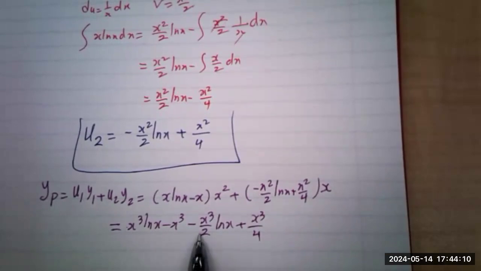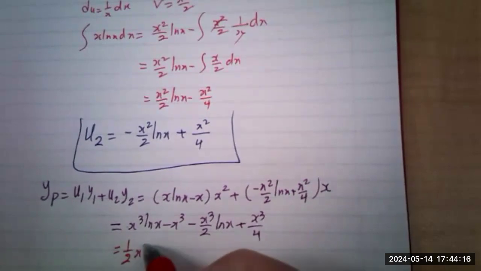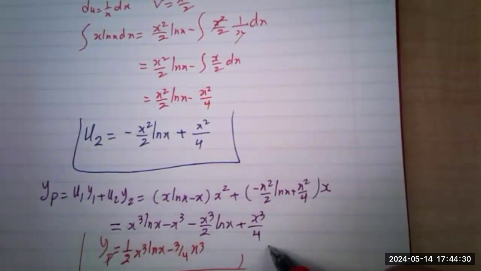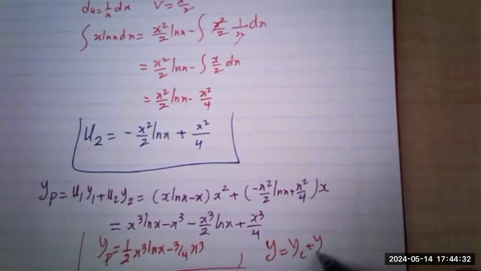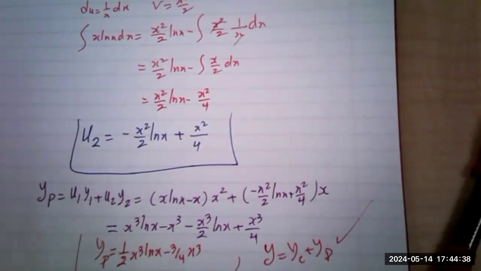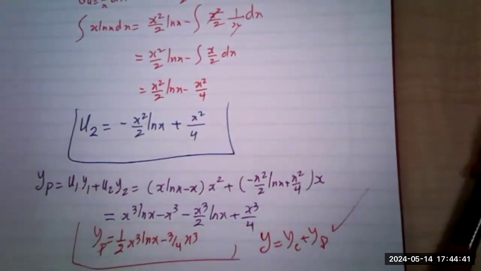This is a 1 and this is a negative half, so the result will be 1/2. So that gives 1/2 x cubed ln x. And this is a negative 1 and a positive quarter, so that gives negative 3/4 x cubed. So this is yp. Now you can declare y to be yc plus yp. Make sure to simplify before writing it. Just make sure that you are okay with the integration by parts and the homogeneous part. So that's it. That's the first part.